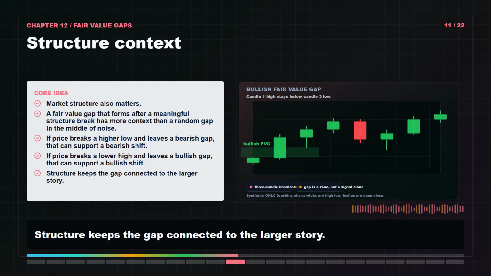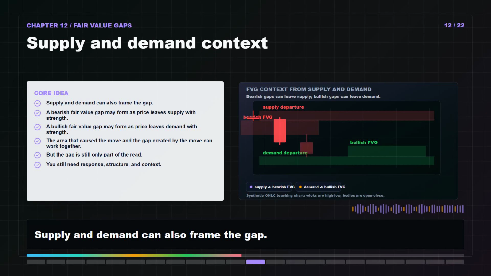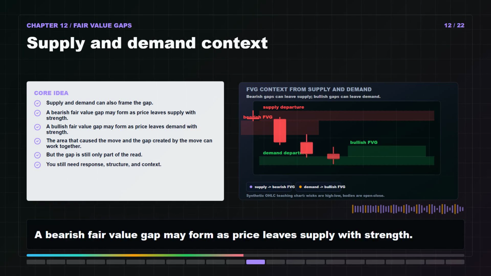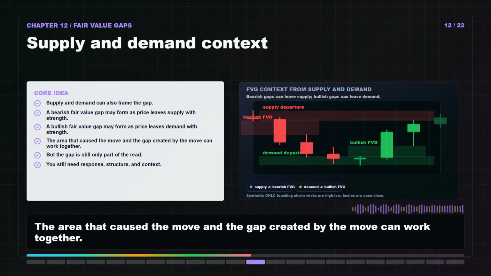Structure keeps the gap connected to the larger story. Supply and demand can also frame the gap. A bearish fair value gap may form as price leaves supply with strength. A bullish fair value gap may form as price leaves demand with strength. The area that caused the move and the gap created by the move can work together.